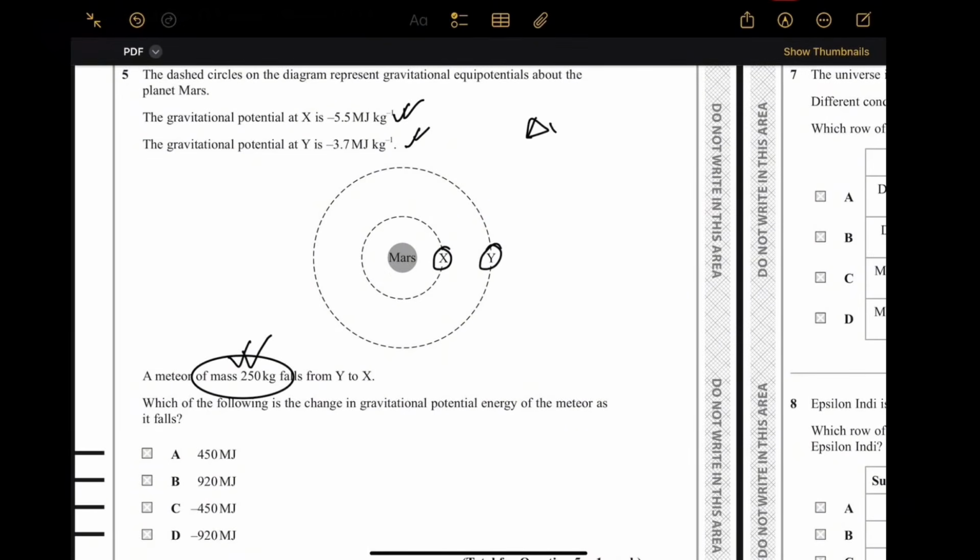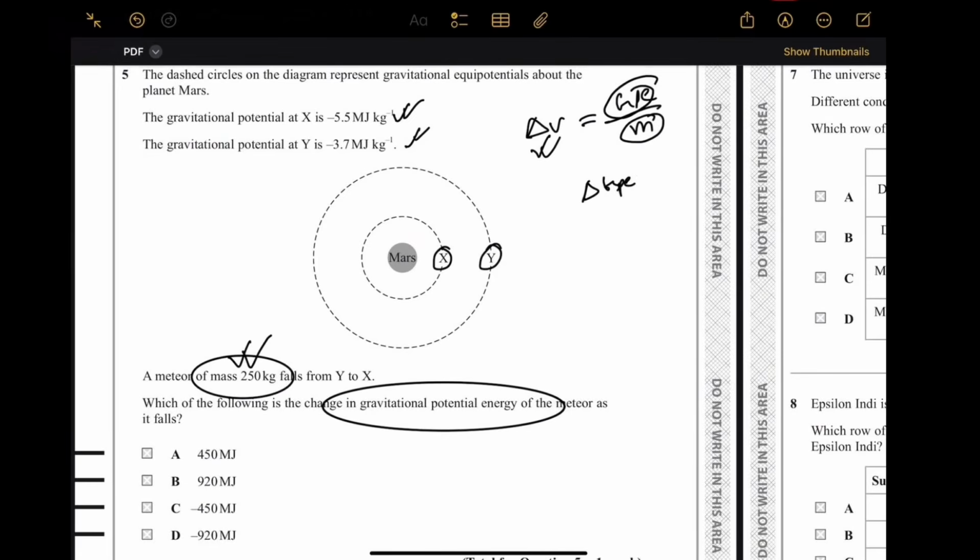We know del V, the gravitational potential, equals GPE divided by mass. Gravitational potential energy per unit mass is the gravitational potential. They have asked for the change in gravitational potential energy, so we can say del GPE equals mass into del V. They have asked for the change in potential energy as the meteor falls from y to x, so we have to subtract these two gravitational potentials.